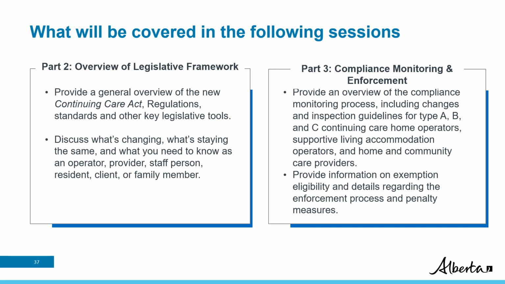Part 3, Compliance Monitoring and Enforcement, provides an overview of the compliance monitoring process, including changes and inspection guidelines for Type A, B, and C continuing care home operators, supportive living accommodation operators, and home and community care providers, and provides information on exemption eligibility and details regarding the enforcement process and penalty measures.